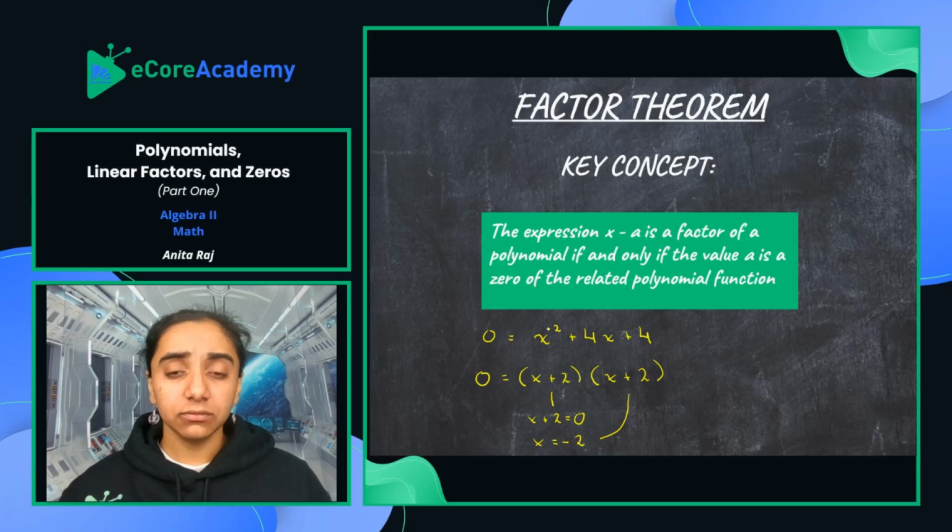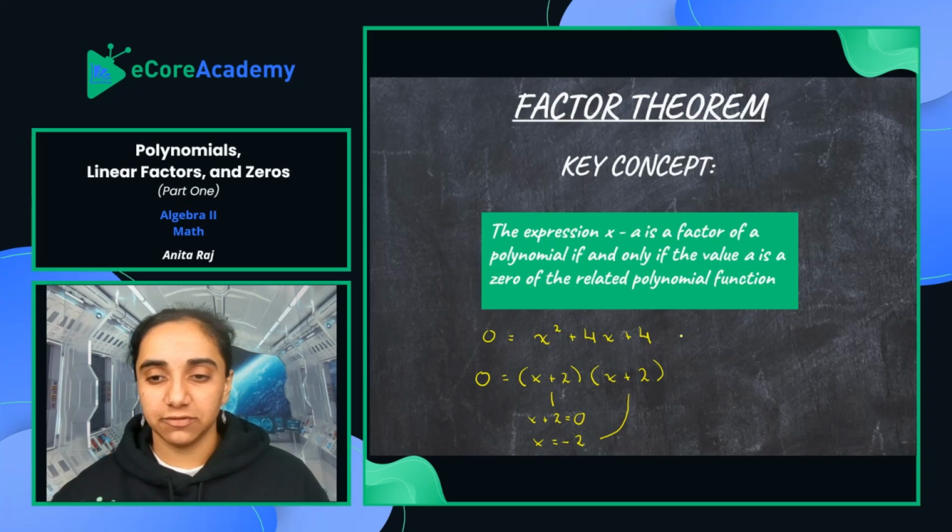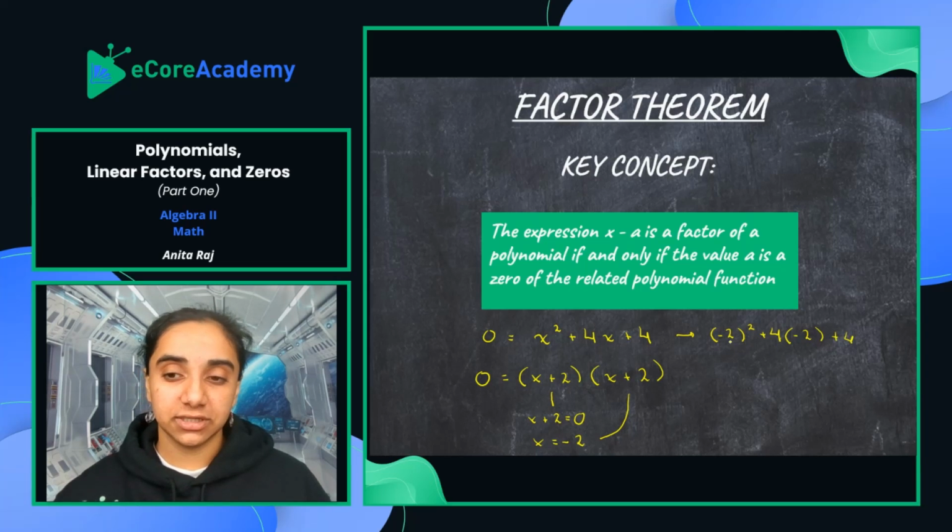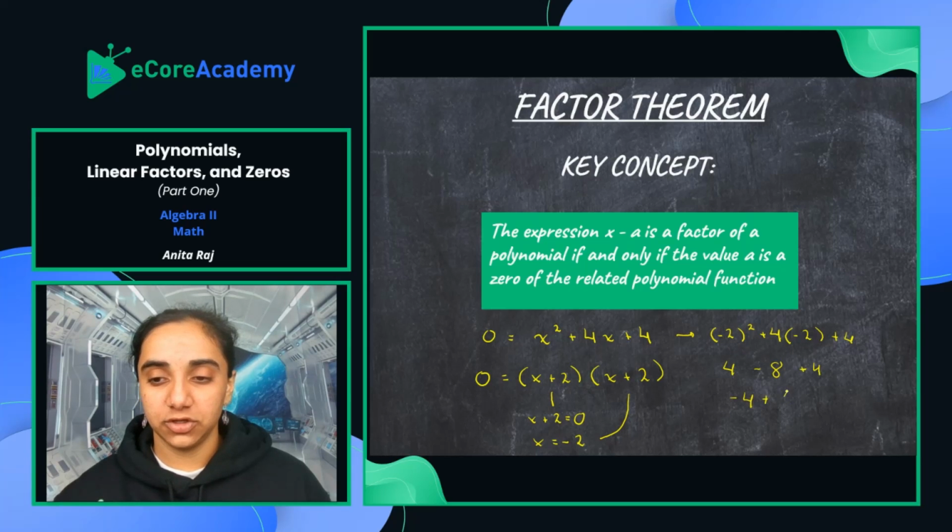-2 squared is equal to 4. 4 times -2 is -8. 4 minus 8 is equal to, actually, I'll write this out for you. So if we plug in -2 squared plus 4 times -2, we're just plugging -2 in for x, plus 4 to test to make sure it's a 0. -2 squared is 4. 4 times -2 is -8, plus 4. 4 minus 8 is equal to -4 plus 4, and then you're just going to get 0. So yes, this is a linear factor.